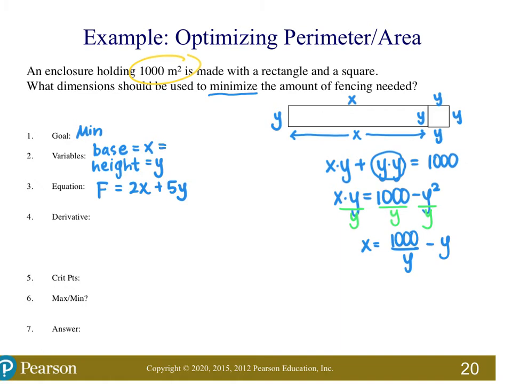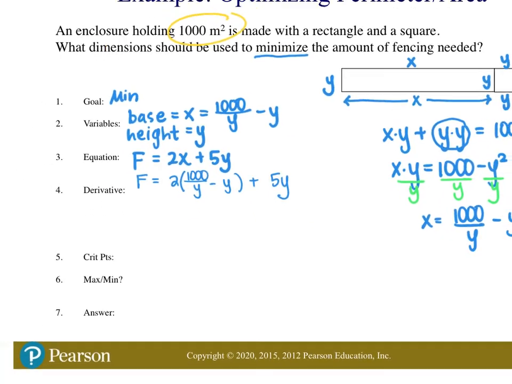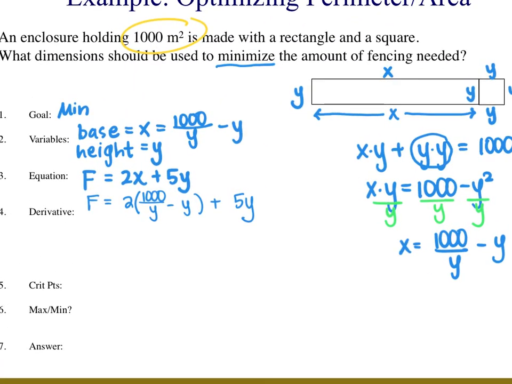So I'm going to come back and say, well, that's my base. That's what x is equal to, 1,000 over y minus y. So in my equation, I'm going to replace x with that expression. So F is 2 times (1,000 over y minus y) plus 5y. That is the equation for my fencing.